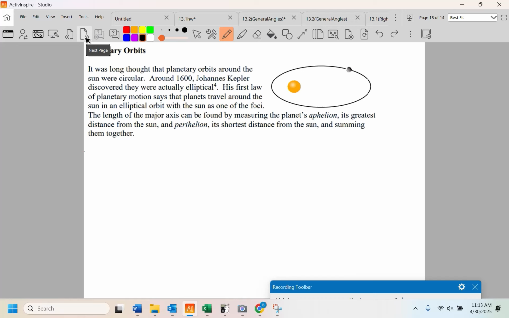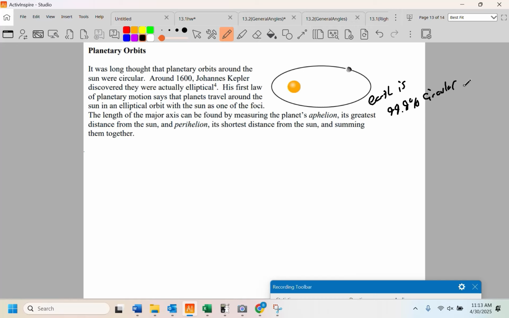It was long thought that planetary orbits around the sun are circular. They're not. Earth is something like 99.9% circular. It's ridiculously close to being a circle, but it's actually an ellipse. Kepler in 1600 discovered they were elliptical. His first law of planetary motion says that planets travel around the sun in an elliptical orbit with the sun as one of the foci, and that's true. The sun's only one of the foci.